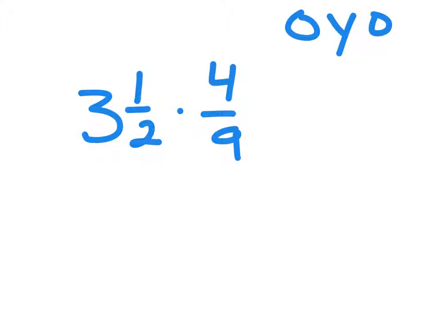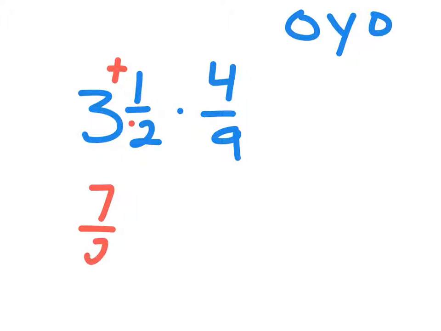Alright, this one is one for you to try. You need to pause the video and see if you can work this out. Unpause it when you're ready. Alright, let's see how you did. First, you should have changed it to an improper fraction. The whole number times the denominator. Then you add your numerator, and you get 6 plus 1 is 7.